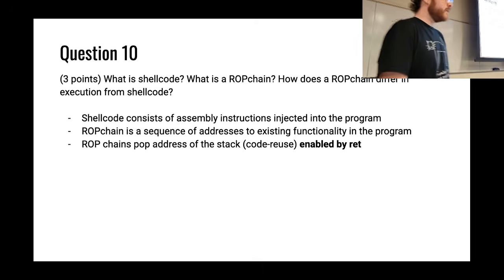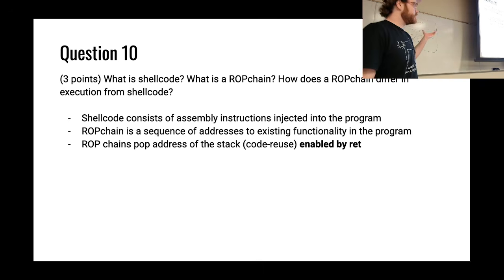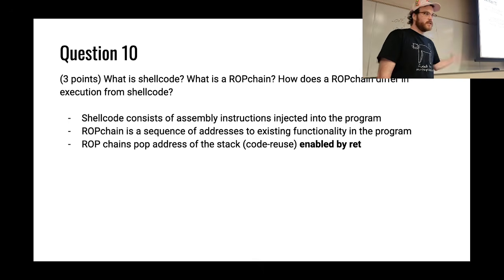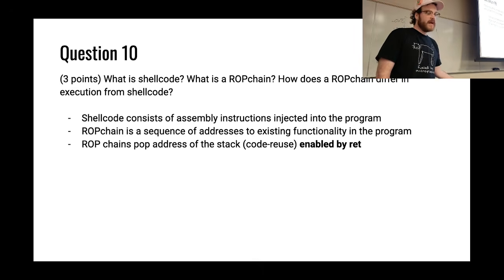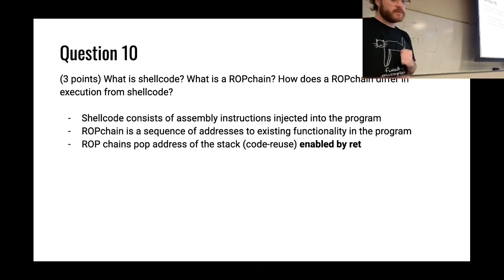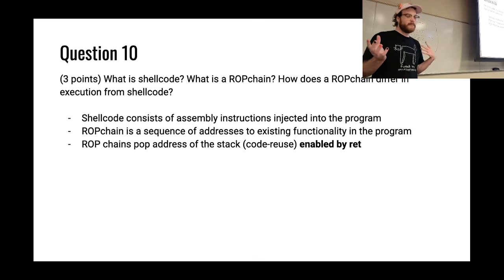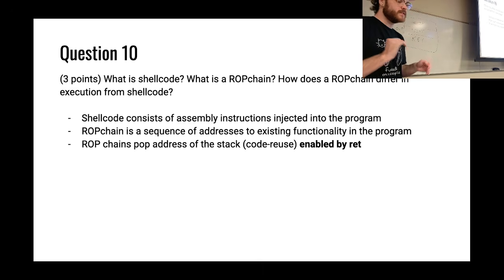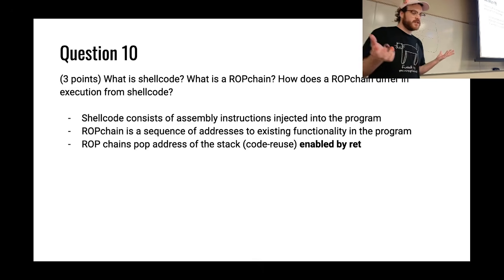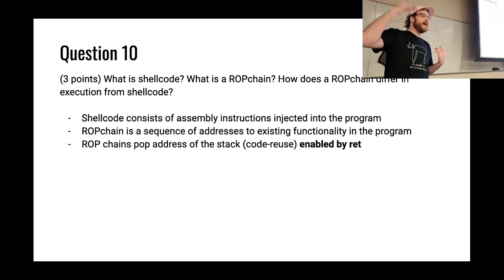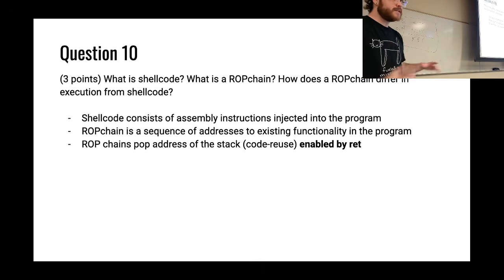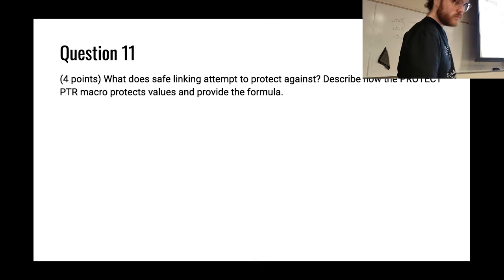And so for this, essentially we were looking for a definition of shellcode. It's assembly instructions that you inject into the program and execute. Then a ROP chain is basically a sequence of gadgets. And here we define gadgets as just addresses to existing functionality in the program. You don't even have to say the word gadgets if you could just remotely identify what was going on here. And then finally, we were looking for basically the difference in execution mechanisms. So really what we were looking for in grading was just, did you mention that ROP is basically enabled by this RET loop that happens? If you broached that concept, we gave you the point.